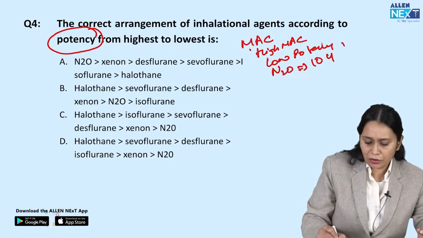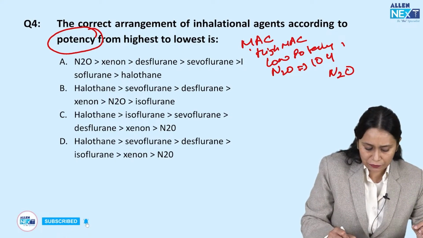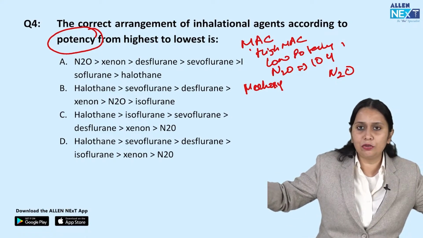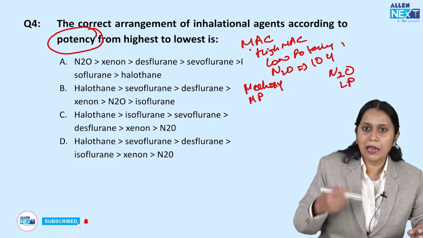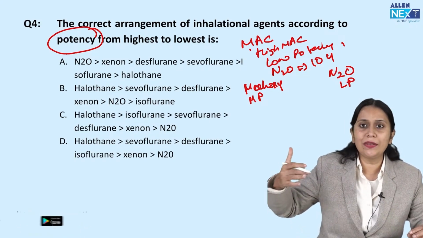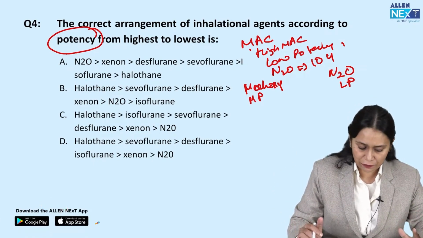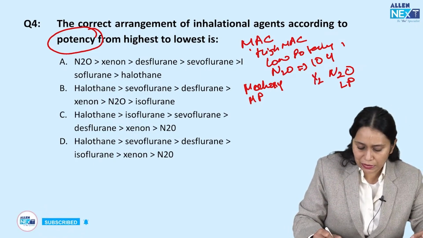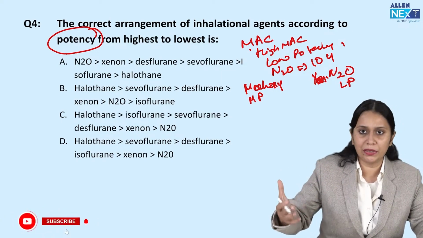I told you, nitrous oxide is least potent and the most potent is methoxyflurane. So methoxyflurane and nitrous oxide are on the two extremes. Methoxyflurane most potent, nitrous oxide least potent. And in between, according to the sequence in which the agents came into clinical practice, which I told you: halothane, isoflurane, sevoflurane, and desflurane. So we'll try to find the sequence. And xenon, another carrier gas, is more potent than nitrous oxide. Definitely it's a carrier gas, so less potent than the other potent anesthetic agents.